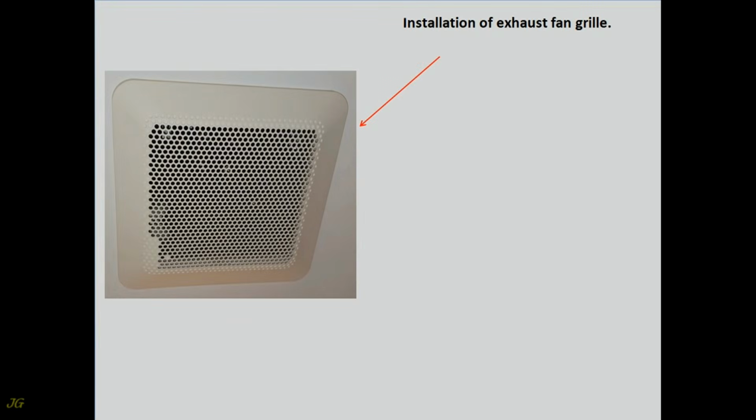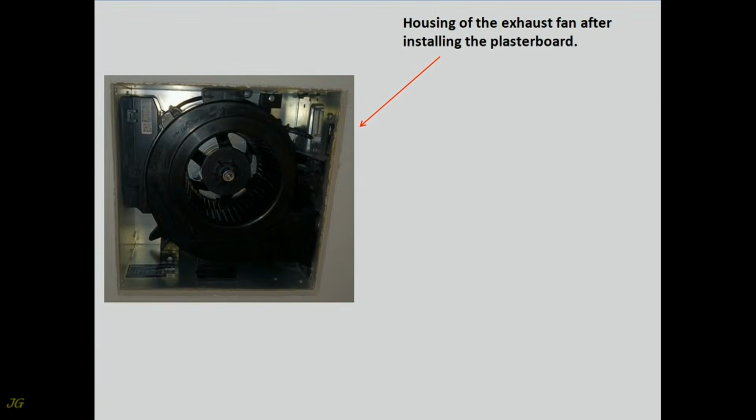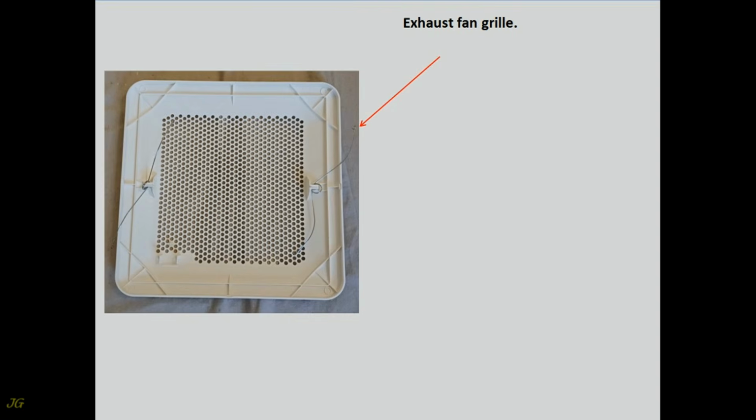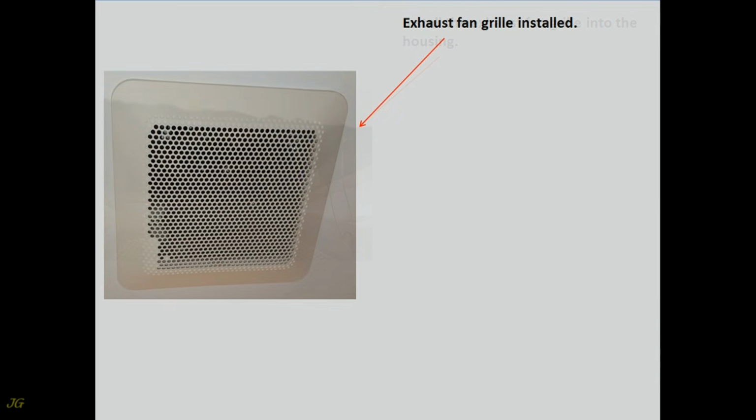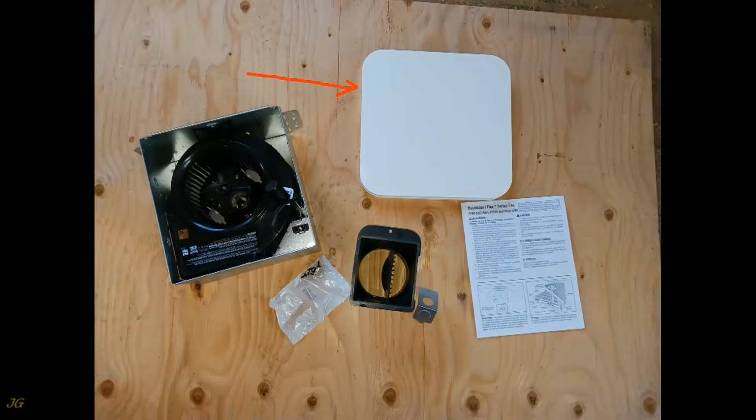Installation of exhaust fan grill. Housing of the exhaust fan after installing the plasterboard. Exhaust fan grill. Install the exhaust fan grill into the housing. Exhaust fan grill installed.